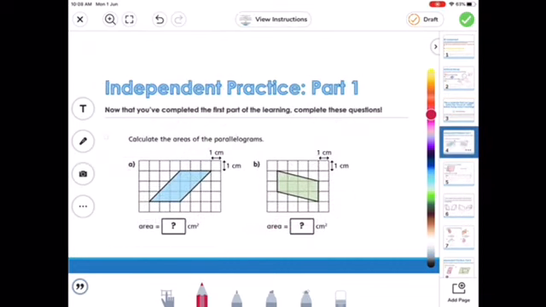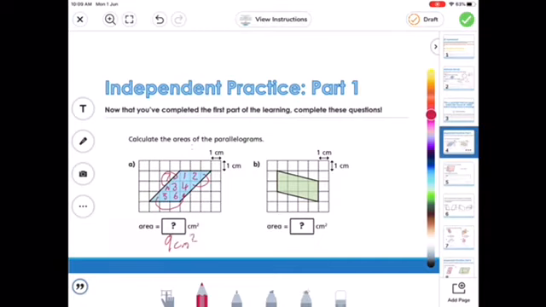Lesson then. Calculate the areas of the parallelograms. So, there's a couple of ways we can answer this. The first way, we can just count the squares inside. So it's 1, 2, 3, 4, 5, 6. Now they're the whole squares, so I'm going to put these halves together. So that would be 7, because it's half here and half here. Half here and half here is 8. Half here and half here is 9 centimeters squared.